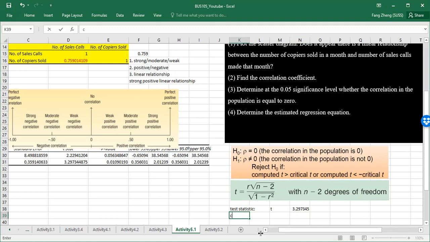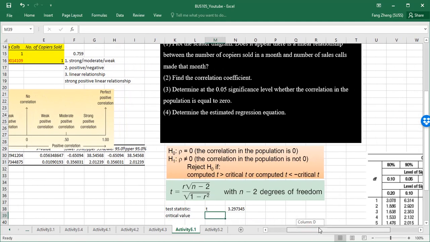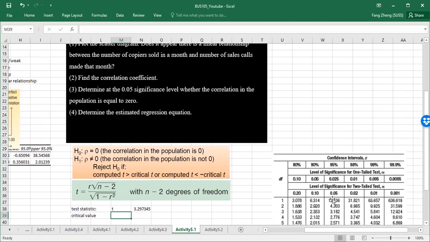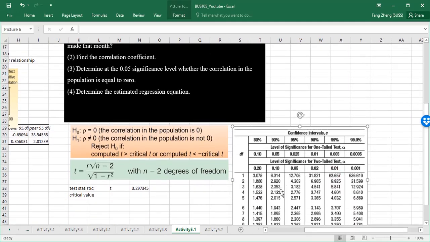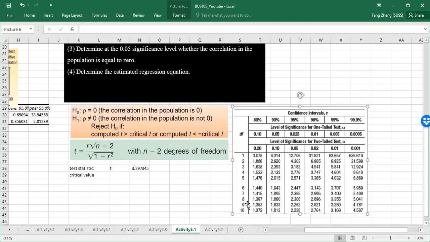Now the next thing we need to find is the critical value. We can find the critical value from the t-table, of course. The degree of freedom we need to look for in the t-table is n minus 2. N is 10, so n minus 2 is 8. So we go to this degree of freedom of 8. Now the significance level is 5%. This is a two-tailed test, so we refer to the level of significance for two-tailed test. Alpha equals 5%. This column and this row give us the critical value 2.306.